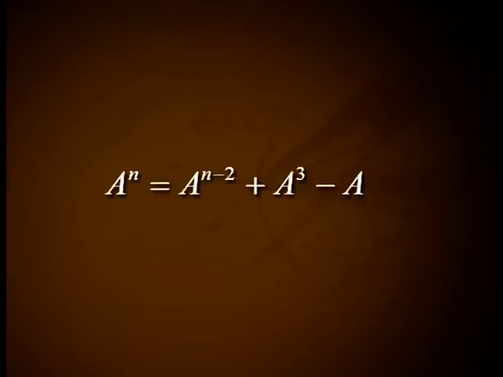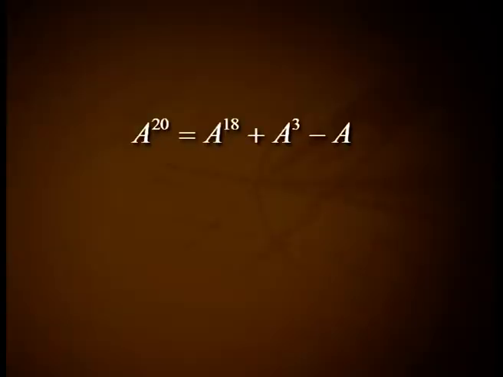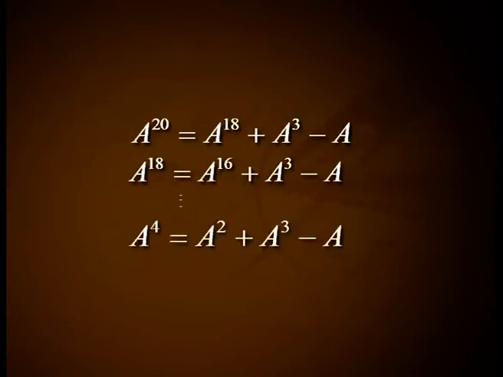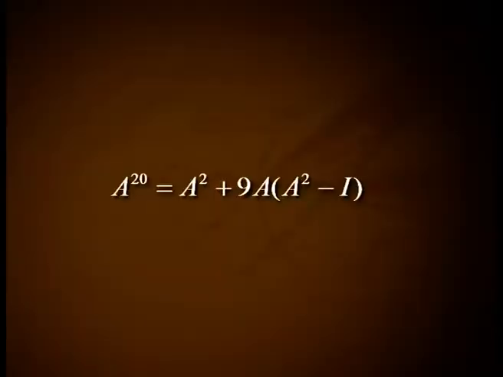Adding these identities, we obtain A^n = A^(n-2) + A^3 - A. Putting n equal to 20, 18, 16, etc. in the last equation, we obtain A^20 = A^18 + A^3 - A, A^18 = A^16 + A^3 - A, etc., A^4 = A^2 + A^3 - A. Adding these identities, we obtain A^20 = A^2 + 9(A^2 - I).